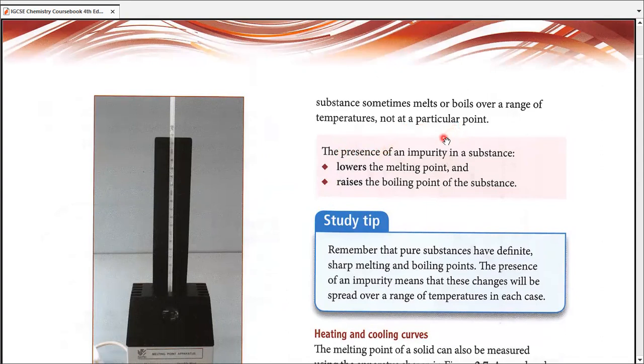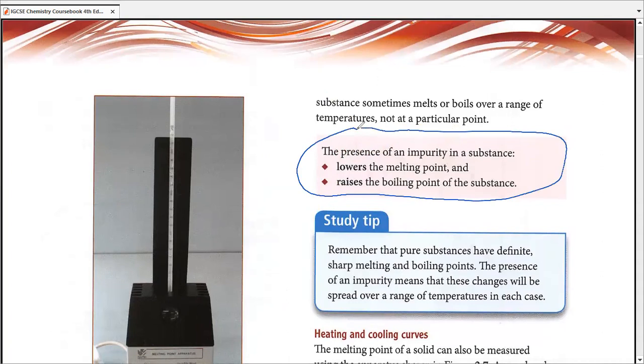So this is something that we need to define by two methods. First, what we're going to define is this. This whole thing is very important, and I've seen every alternate paper using this piece of information and manipulating it into a well-stated MCQ or a theory question. The presence of an impurity does what? It lowers the melting point.